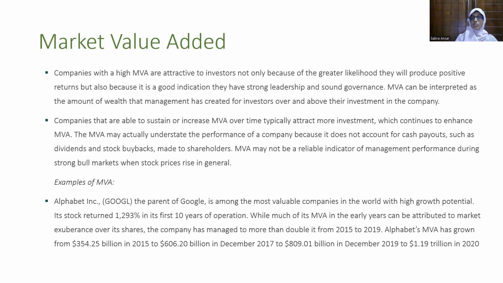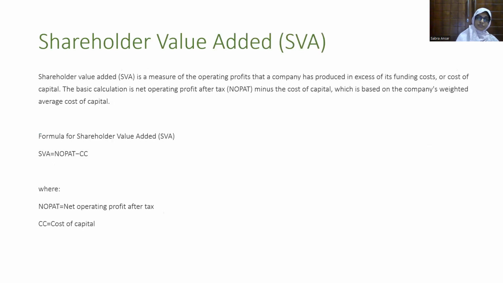354.4 billion in 2015 to 606.20 billion in December 2007 to 809.01 billion in December 2009 to 1.19 trillion in 2020. So this can show how the market share has increased. So that means obviously the market value added would have been quite high, right?